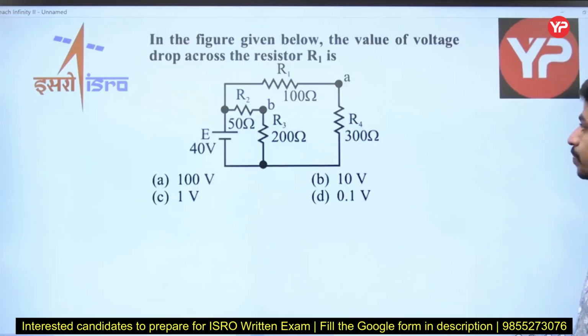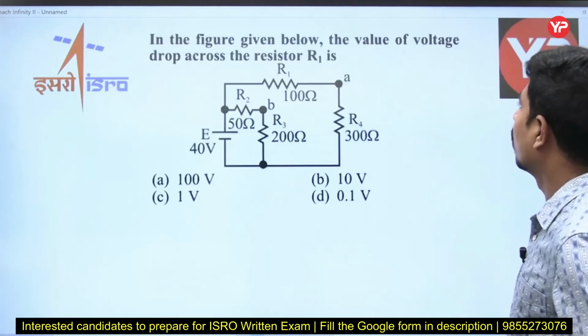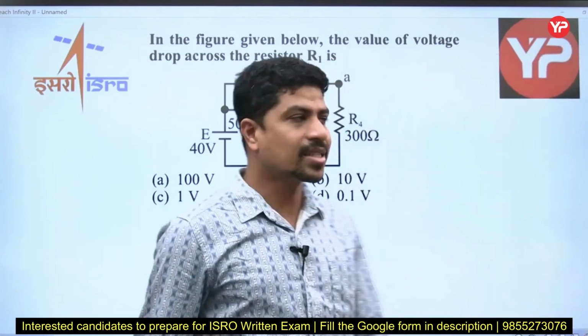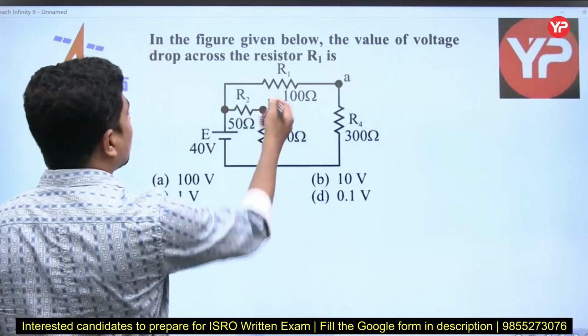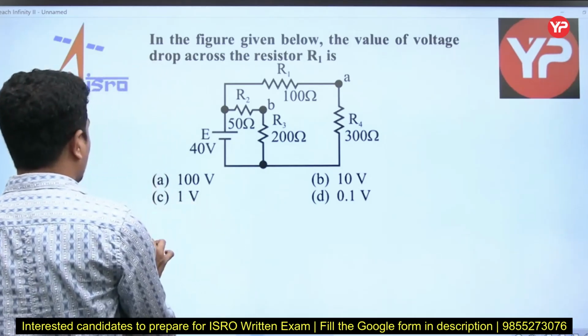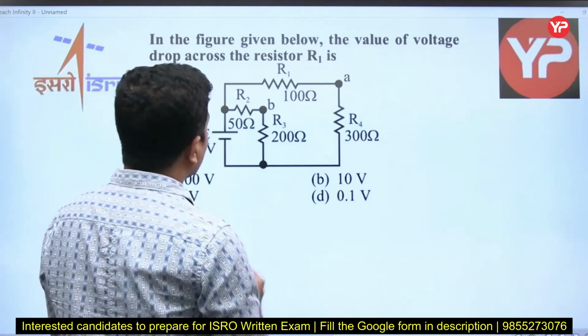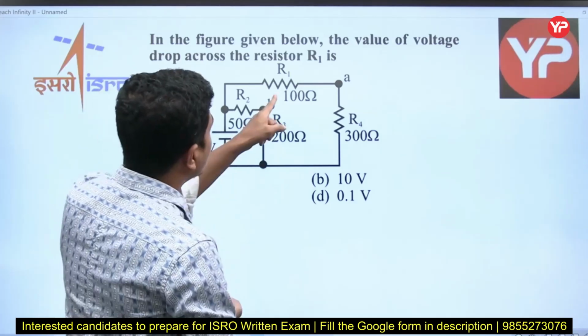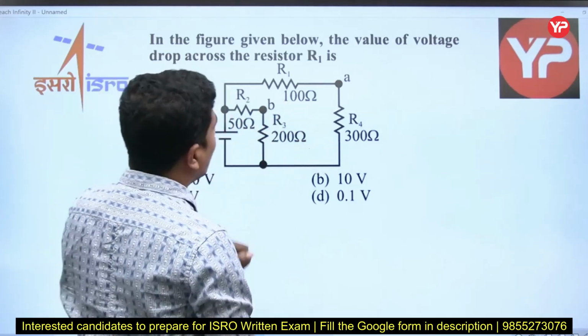Next question, please. In the figure shown below, the value of voltage drop across the resistor R1 is asked. Observe it carefully. These were in series, and that is in parallel with 40. Now these were in series, 100 plus 300, 400.